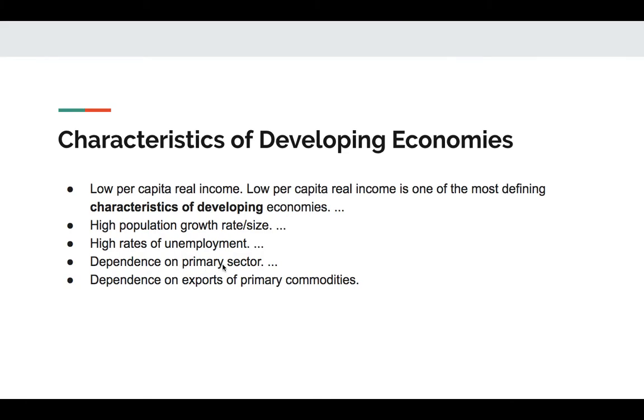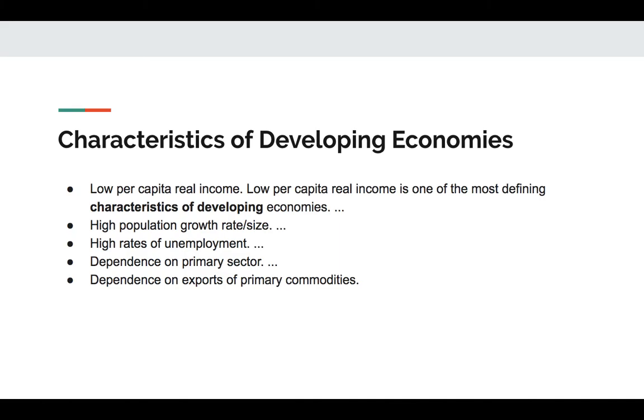This says dependence on the primary sector. What that means is it's a part of the economy. The primary sector would mean that most people are involved in things like agriculture, mining, fishing, forestry, hunting, and then dependence on exports, exporting the things that they're growing, and that's how they're making their money. So you're not seeing a lot of manufacturing, which would be the next step.